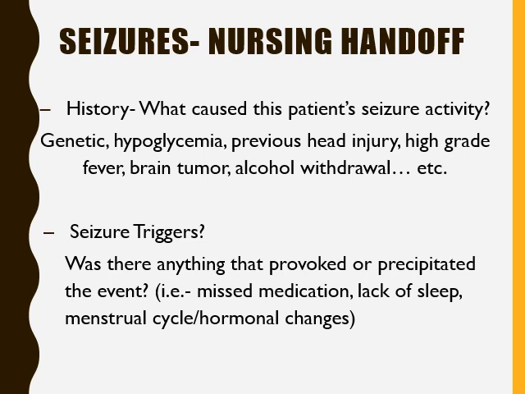So when you are handing off, you need to look at, okay, do you understand what causes a seizure? Is it genetic? Is it hypoglycemic? Is it they've had a head injury? Okay. What is the seizure trigger? Is there something that will do it? Is it lights? That's why blinking lights.